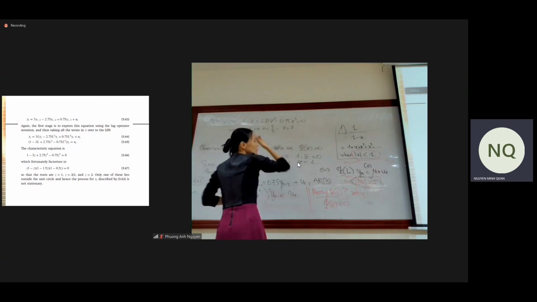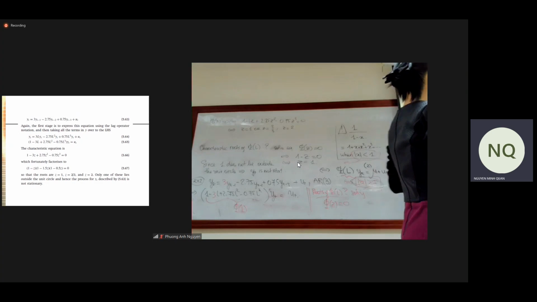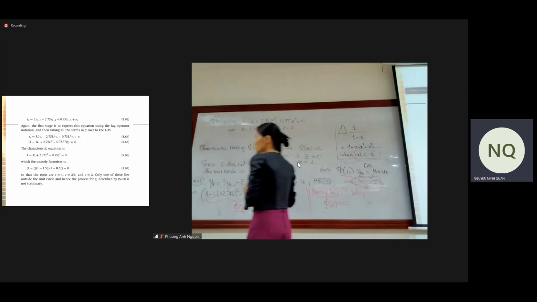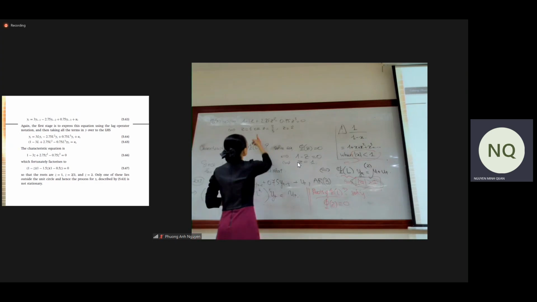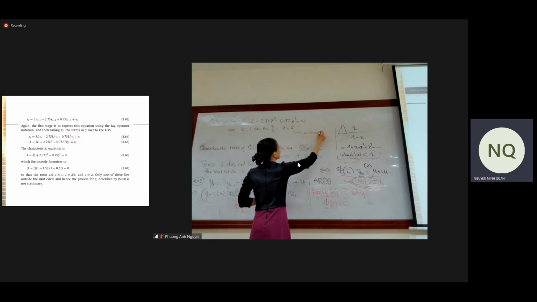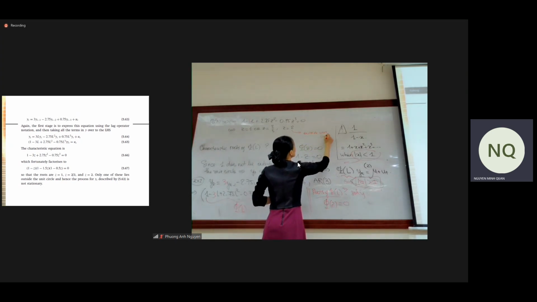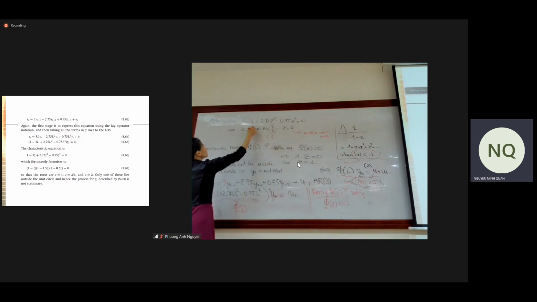Okay. So now I have to check if all of them lie outside the unit circle or not. Which ones lie outside the unit circle? This one, right, lies outside the unit circle. But not this one. This one is smaller than 1, and 1 is equal to 1, so it does not lie outside the unit circle.